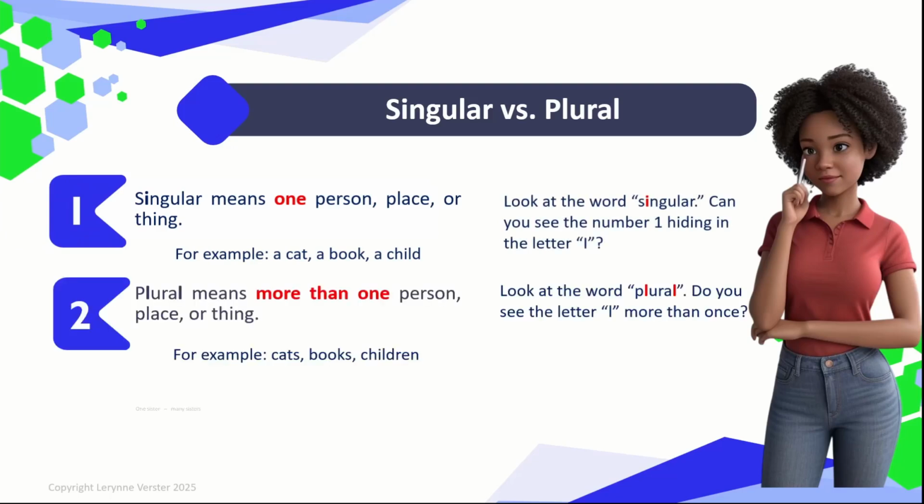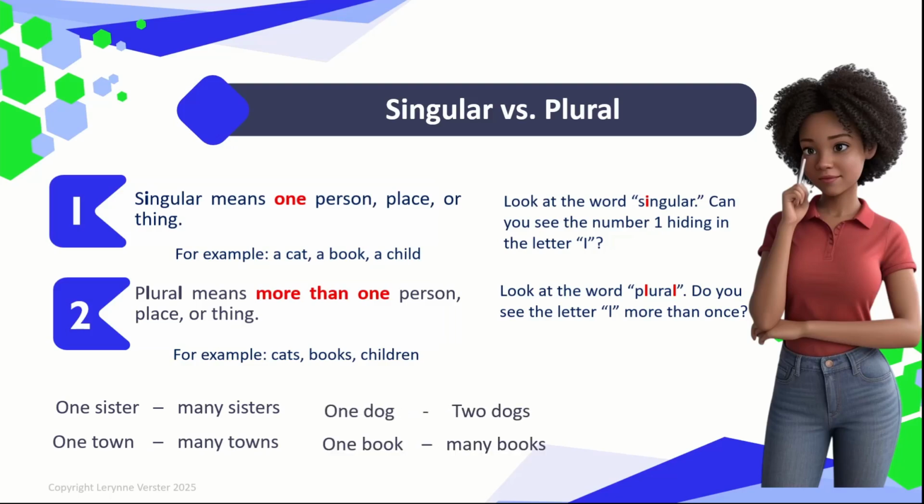Plural means more than one person, place, or thing. Look at the word plural. Do you see the letter L more than once? For example, cats, books, children. One sister, many sisters. One town, many towns. One dog, 2 dogs. One book, many books.